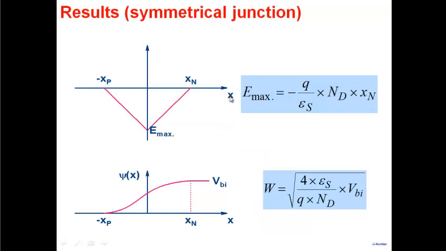Based on that, in the last lecture, we derived expressions for the electric field. Right now we are assuming a symmetrical junction, the same doping on the N and P side. So the electric field is q over epsilon S times Nd, the doping, times Xn. Both Xn and Xp are the same. Whatever the extent of the depletion width here, the same is here because of the symmetrical junction. The potential and the depletion width, which is nothing but twice Xn, can be derived in this particular form. So we can determine the maximum electric field, the electric field profile, and the depletion width.